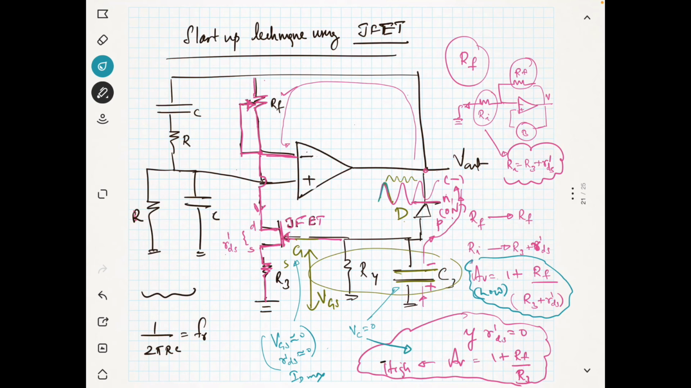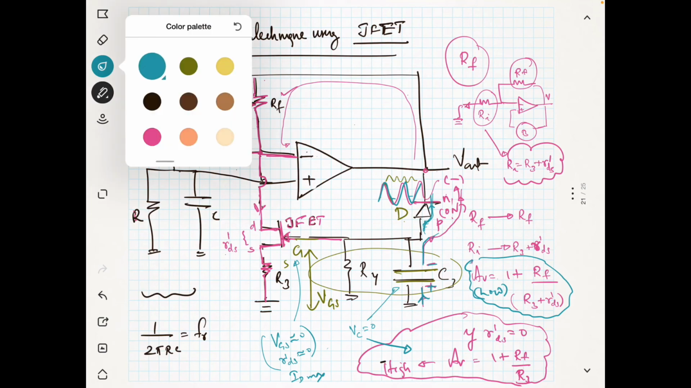So what will happen? The output automatically increases. When the output increases, slowly this diode will become conducting. So during the negative half cycles of the output, the current will be flowing through the capacitor as shown like this, through this diode. So what will happen? The capacitor will be charging. When the capacitor charges, then the VGS will increase.